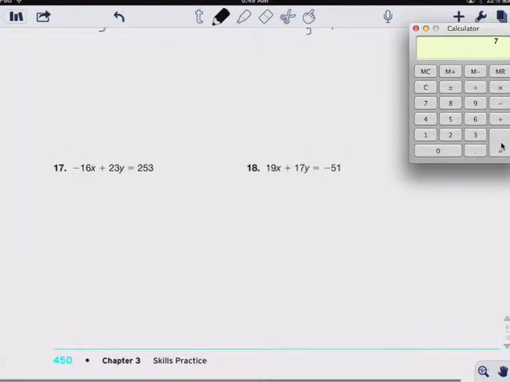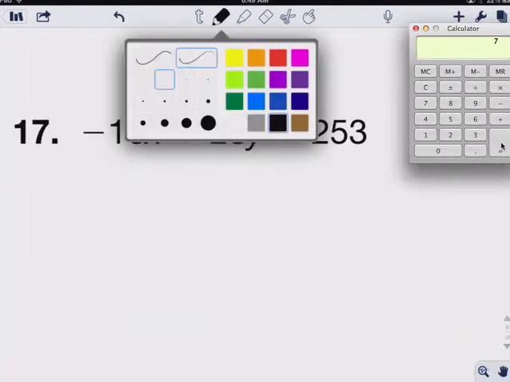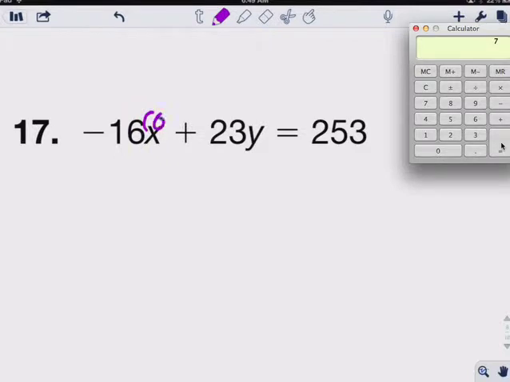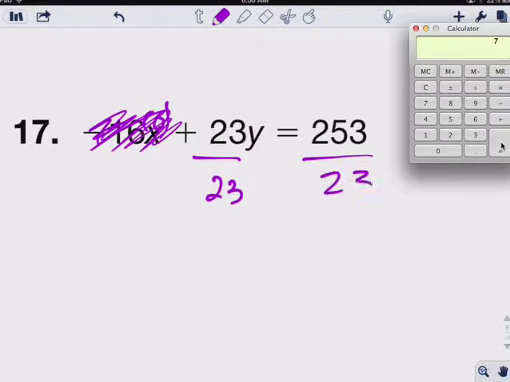Last two problems. Remember, this is like x equals 0. And negative 16 times 0 is 0. Therefore, 0 plus 23y is 23y. Therefore, it's like the other thing doesn't exist. Okay. And that gives you y equals, oh, I need my calculator now. Looks like 11, but 253 divided by 23 equals 11.